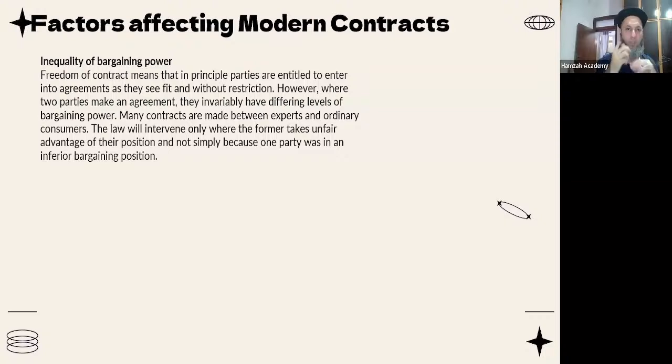But sometimes what happens is that both parties are not at equal bargaining power. For example, in a very simple scenario, I will ask you, let me know. If a person is performing a job, he's an employee somewhere, who do you think has more power or more bargaining power, the employer or the employee? Under normal circumstances, who has more power?